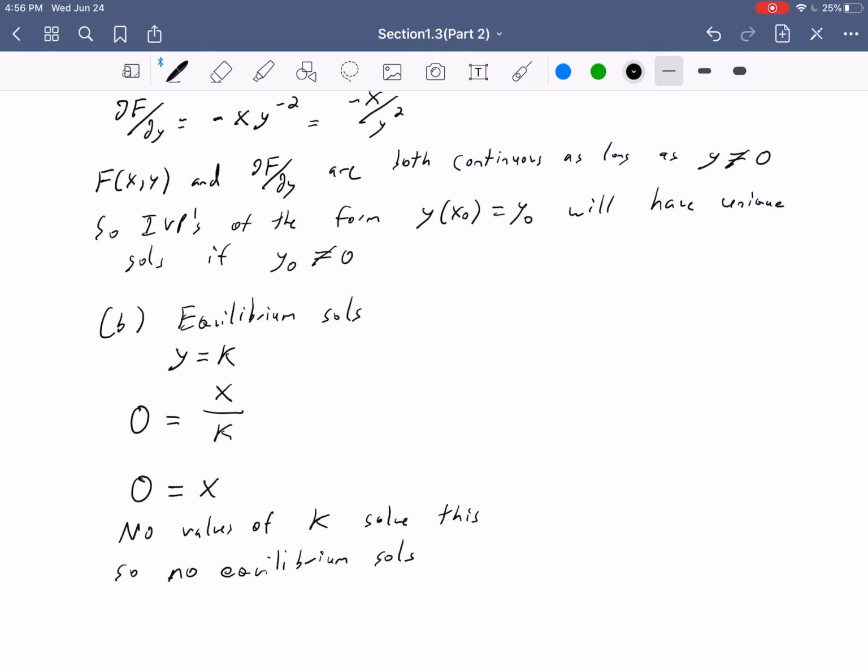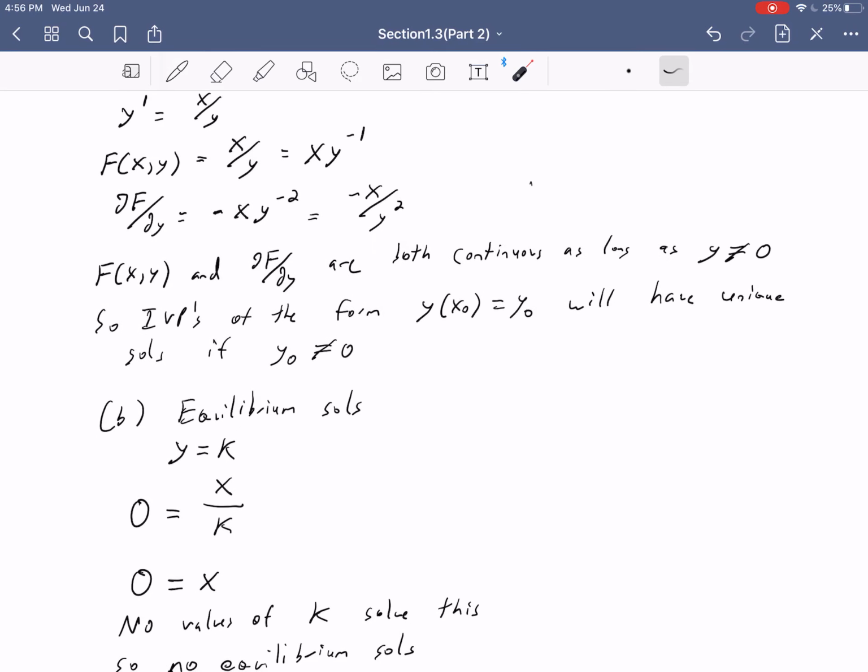So notice that we were trying to find equilibrium solutions where y equals k. When we try to solve for k, we don't find any values of k, we find a value of x, but that's not what we're trying to solve for. So there are no values of k that solve this, so there are no equilibrium solutions. So there are no solutions of the form y equals a constant that satisfy our differential equation. All right, let's put all this stuff together and try to draw the slope field here.